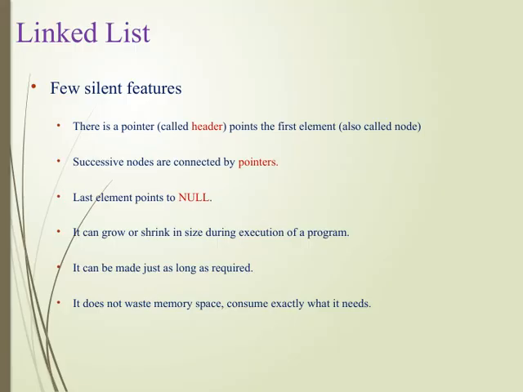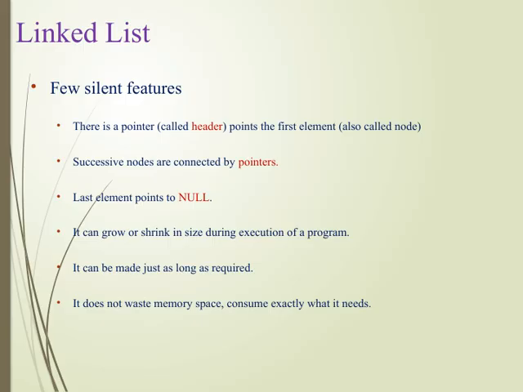Let's take a closer look at linked lists and some of their key features. First, there's a pointer called the header, which points to the very first element or node in the list. This header acts as the starting point for traversing the list. Next, the nodes themselves are connected through pointers. Each node points to the next one in the sequence. This connection allows us to navigate through the list efficiently. When we reach the last node, it points to null, indicating the end of the list.